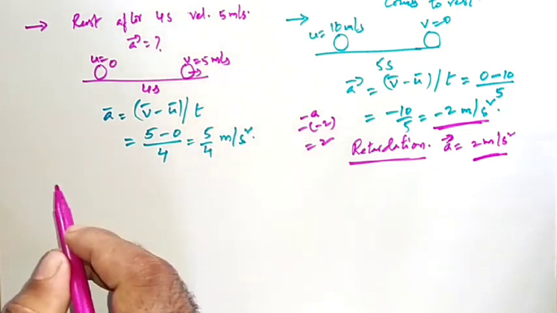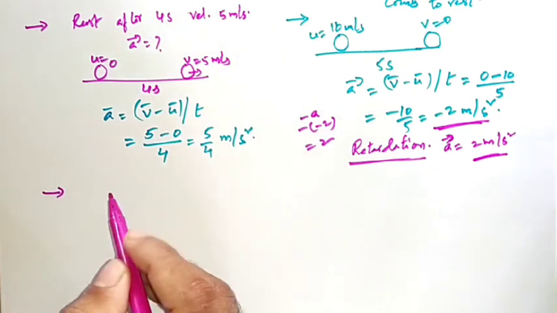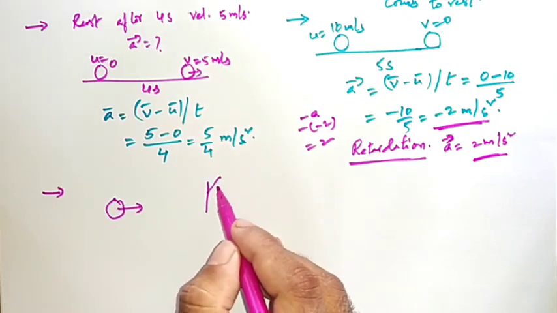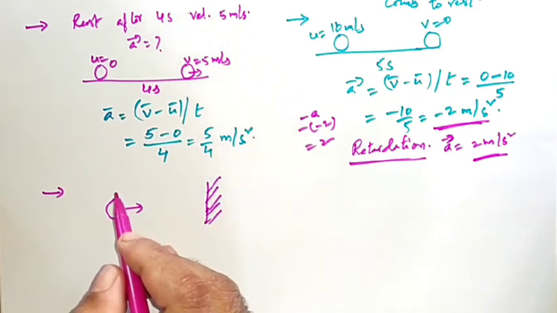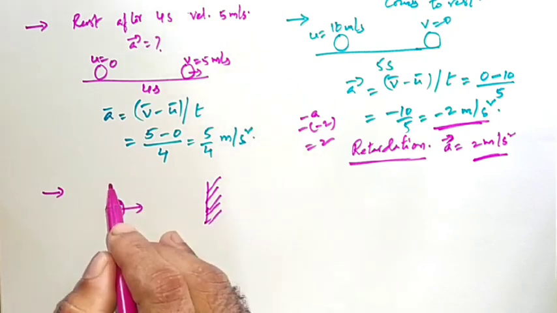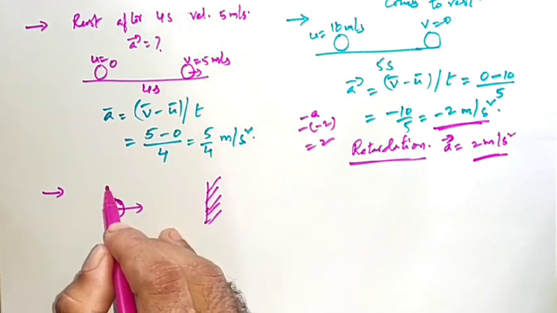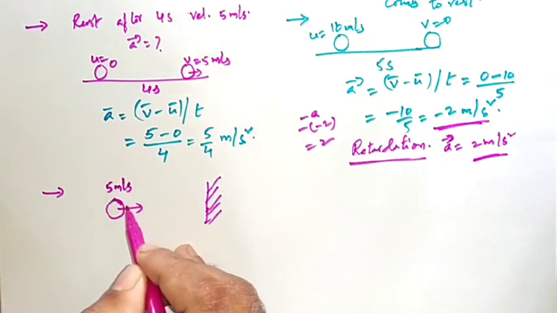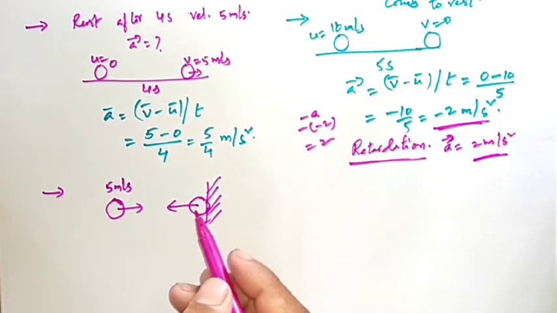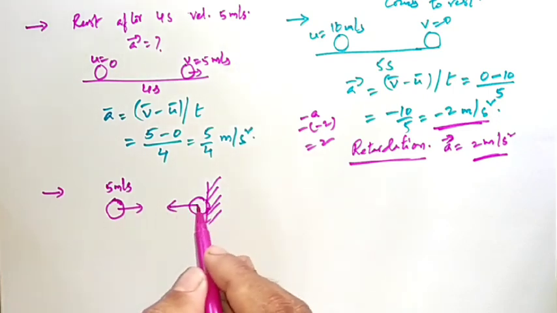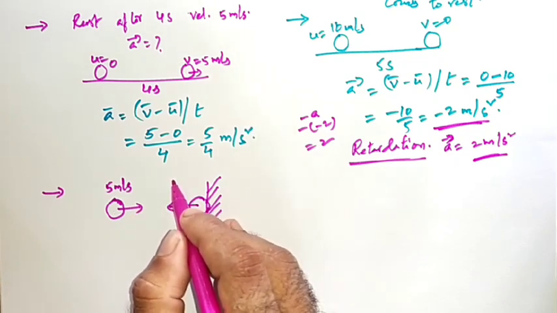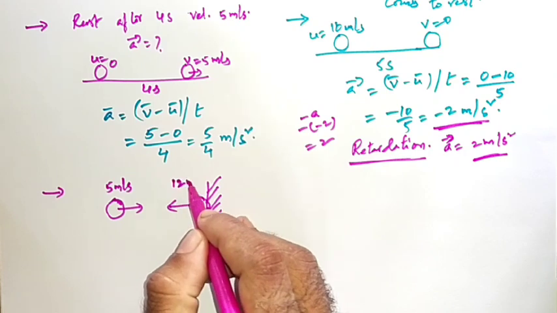Clear? Now, for example, let us see another question. A rubber ball is thrown towards a wall. Its velocity is 5 meters per second towards the wall. After hitting the wall, it rebounds and comes back in the opposite direction with a speed of 12 meters per second.